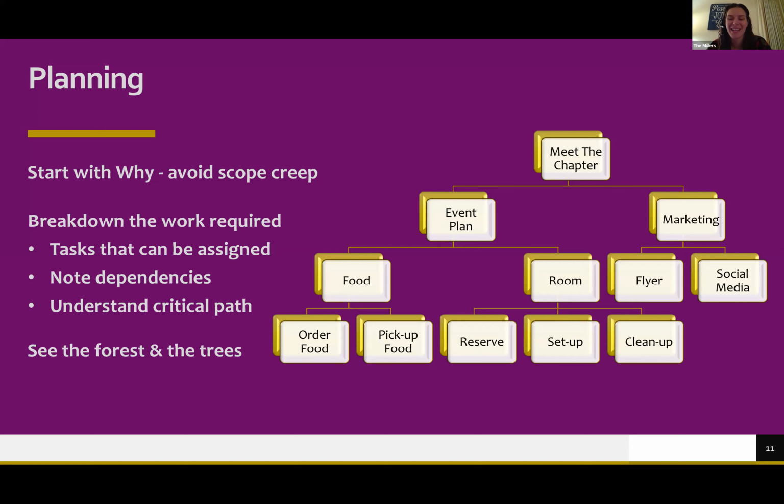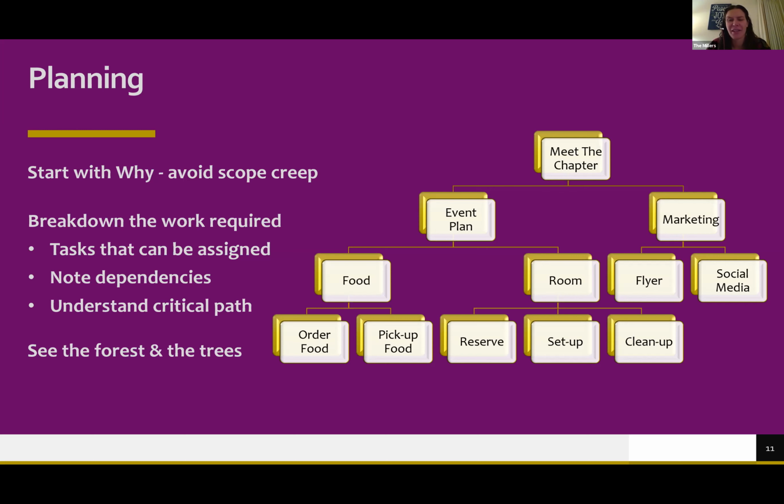Speaking of which, if anyone wants a copy of the templates, I have meeting minutes, I have event planning, and I have strategic planning for each of the 10 national officer positions. Feel free to throw your email in the chat and I'll make sure that you get a copy of the toolkit that I created for this session. Those are a great place to start.